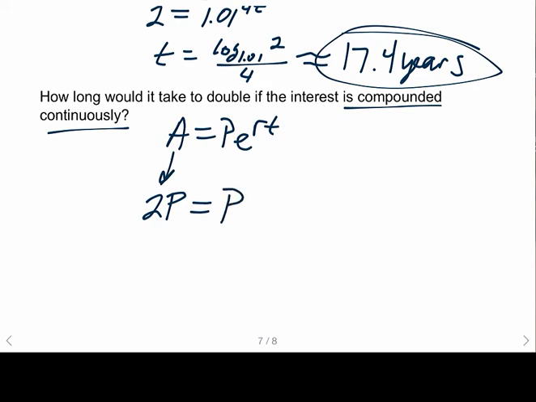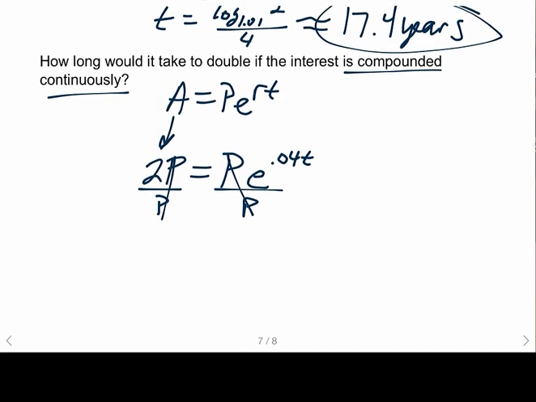So it doesn't matter how much was put in. What does matter is the interest rate, which is 0.04. And so we have 2P equals P times e to the 0.04t. When we divide both sides by P, the P divides out of both sides. It's amazing how that works. And so we have 2 is equal to e to the 0.04t.